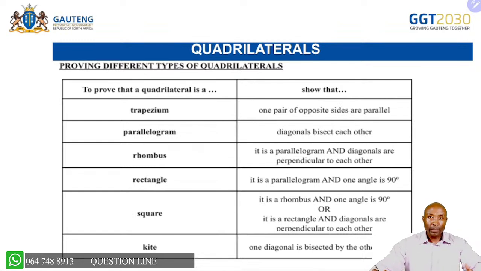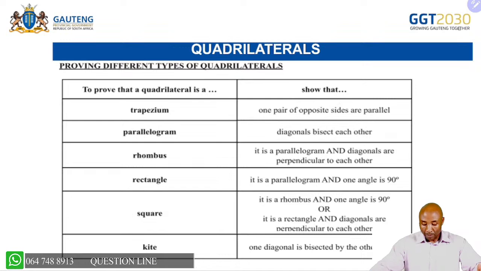If you are given a shape like a trapezium, you know that you need to show that only a pair of opposite sides are parallel. To prove a parallelogram, you must prove that diagonals bisect each other.